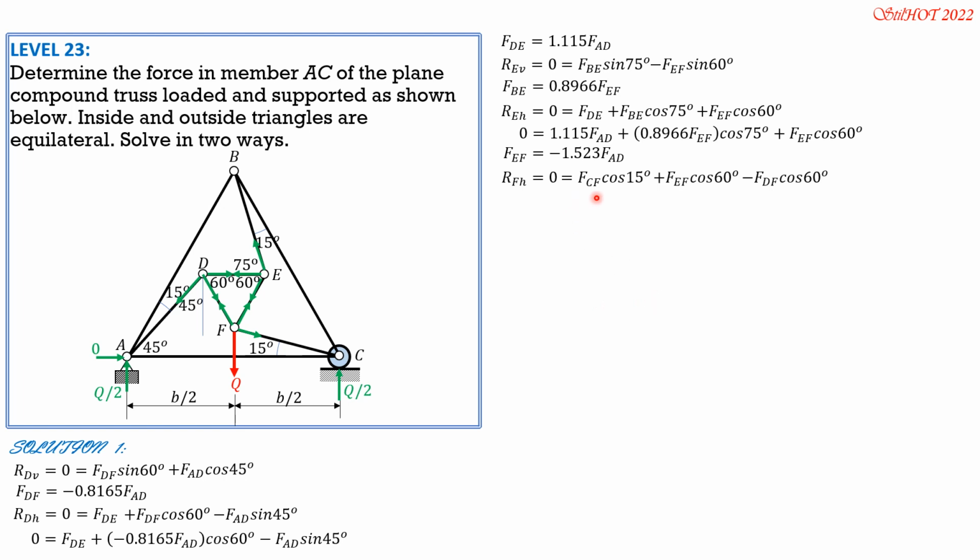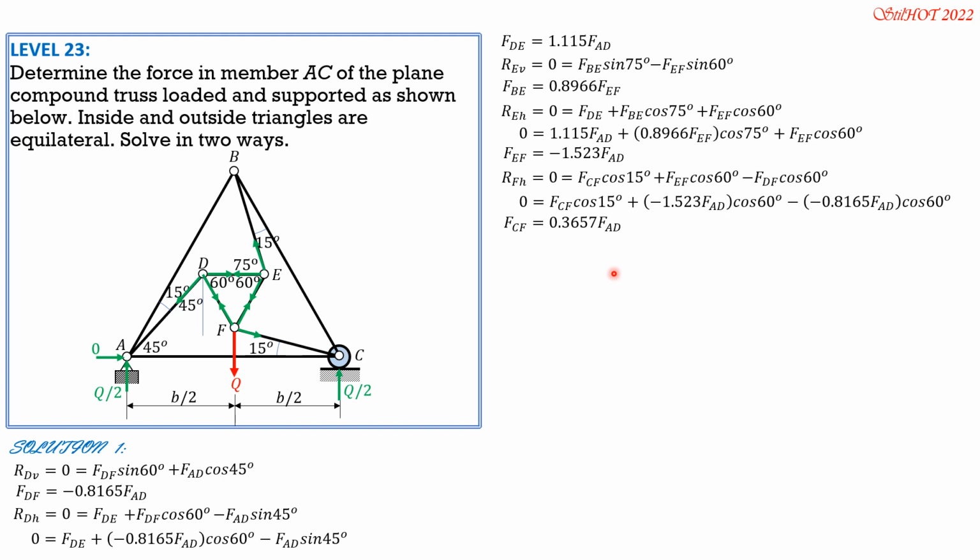So FCF, replace FEF by negative 1.523 FAD, then times cosine 60, minus FDF, which is negative 0.8165 of FAD from here, then times cosine of 60. So FCF can now be expressed in terms of FAD also. These two terms can be combined and divided by cosine 15. So using your calculator there, FCF is 0.3657 of FAD.